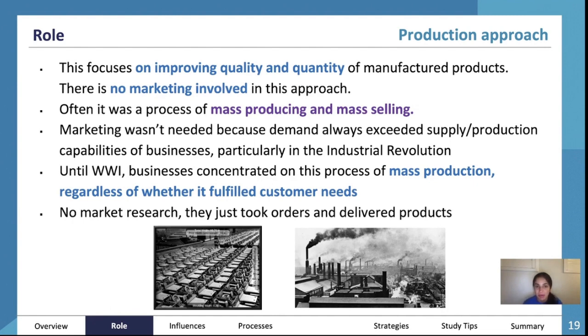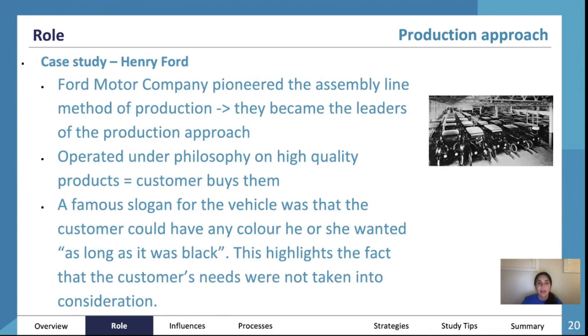So the main thing about the production approach is that there was no marketing involved. It was purely mass producing and then mass selling it, just doing everything in mass. Now, the best case study you can use for this is Henry Ford. They pioneered the assembly line method of production and became the leaders of the production approach at the time. They had this philosophy on high quality products, that if they made high quality products, customers would buy them whether they needed them or not.